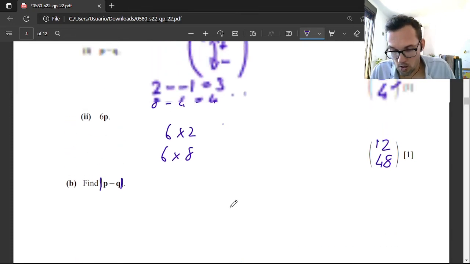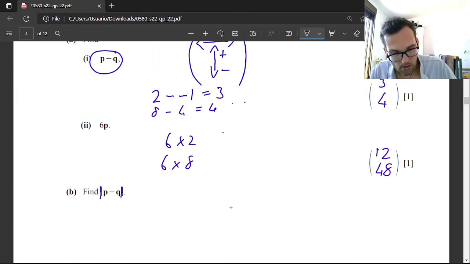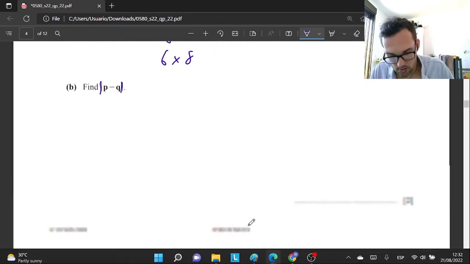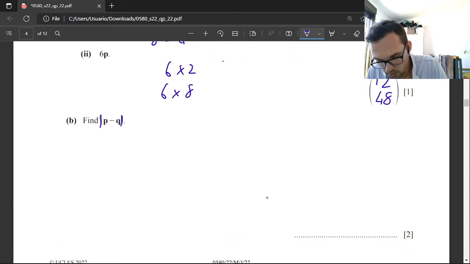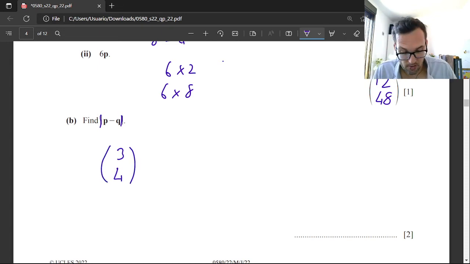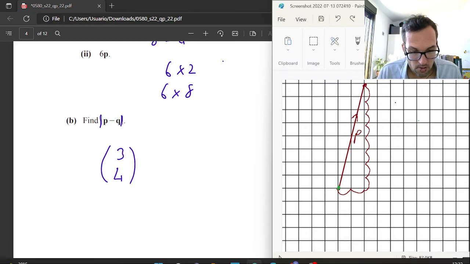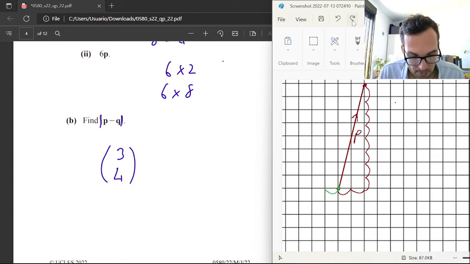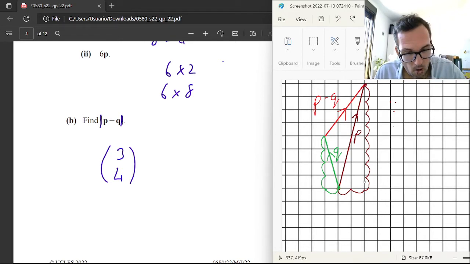Okay, so we worked out P minus Q. We got it over there. That's 3 over 4. Okay, so we know P minus Q is 3 over 4. That is it. So what we want to do now is find the length of that line. So let's go back to what we did last. So that was P, and then we did Q, and then we subtracted them, and we got that P minus Q, the red one. Okay, and that's the one we're looking at now.